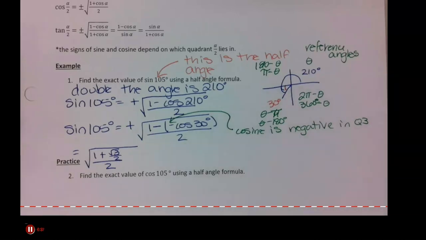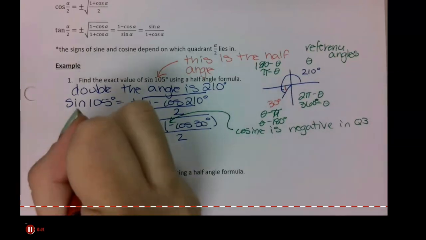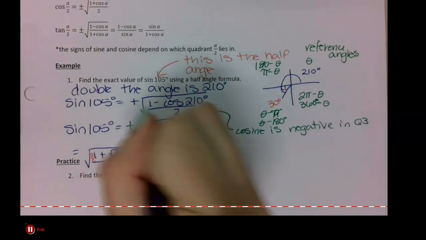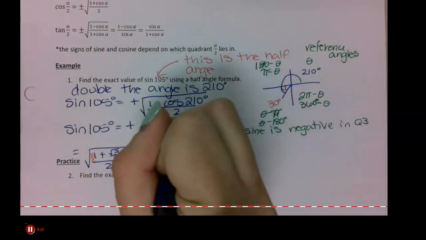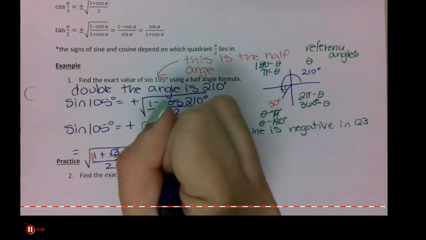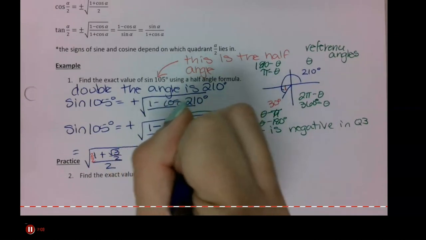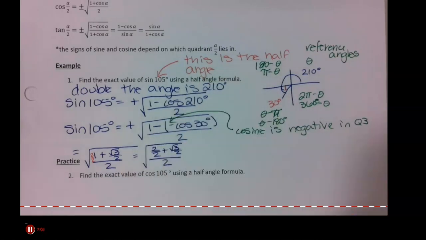What do you want me to do next? Because I don't like having fractions and fractions. Any ideas? So I'm going to get rid of this one, and I'm going to multiply it by 2 over 2, so I can have one fraction on my numerator. It's going to give me 2 over 2 plus square root of 3 over 2, all over 2.